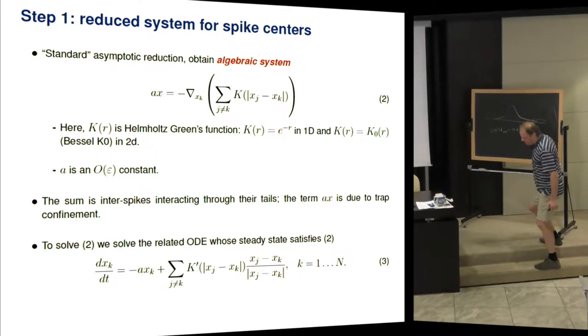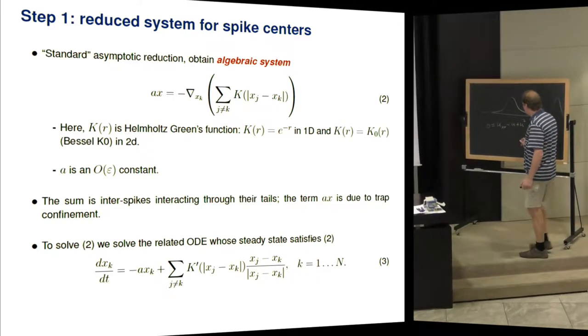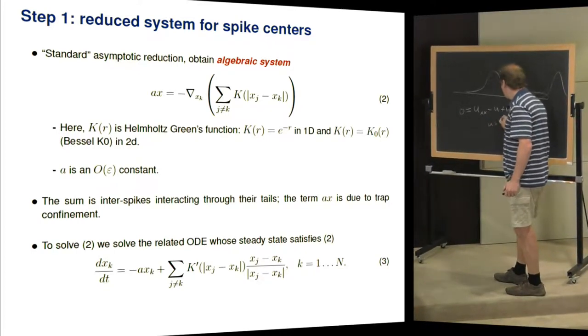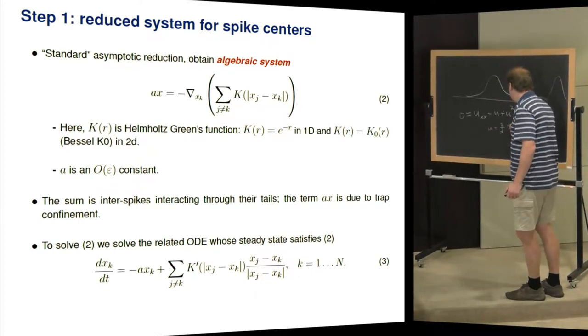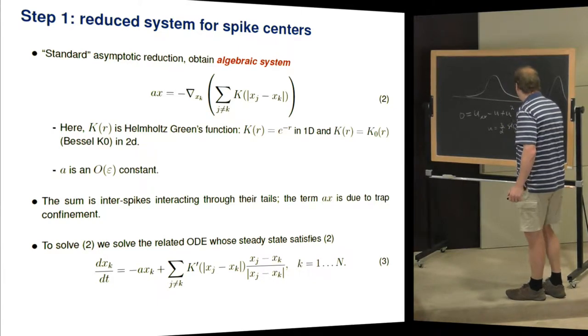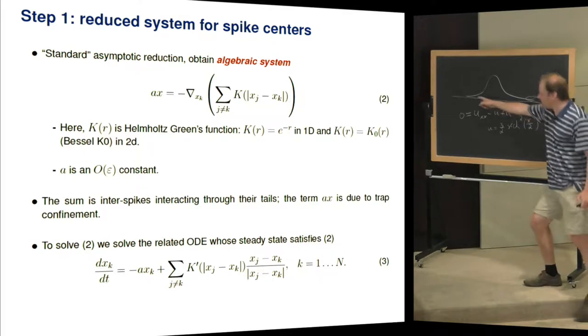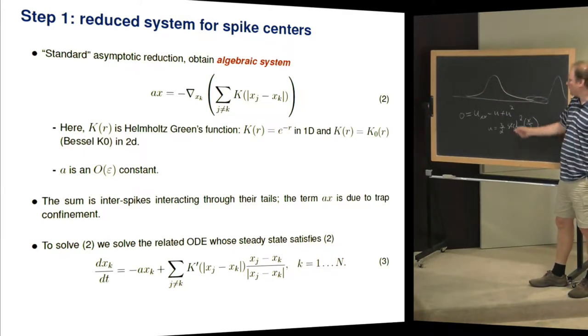Okay, and there's an exact solution to this. Let's just say in one dimension. There's an exact solution that you can derive, or you can also do phase portrait analysis that looks like this. So that's what I call a spike.